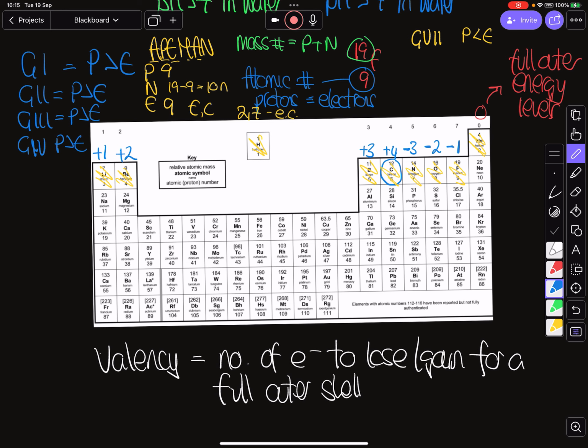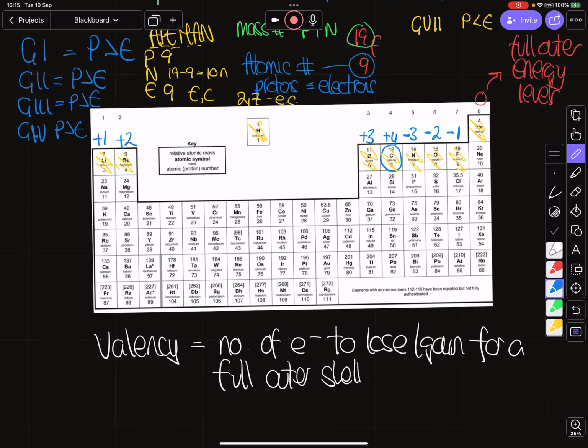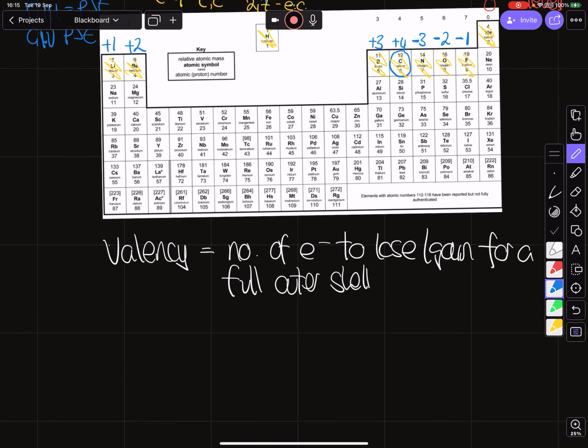It's really important that you know these numbers, because when we start naming, trying to write formulas from names, then this becomes very, very, very important. So I'm going to scoot this one up here.